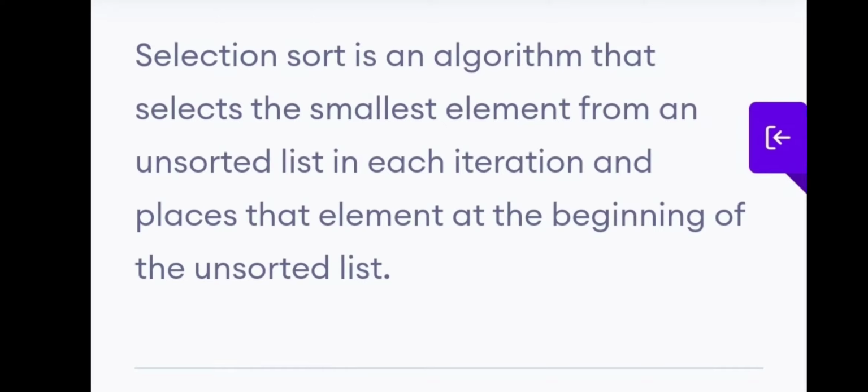If you can place the smallest element at the beginning of the array, then we say that we completed one iteration. For every iteration, the smallest element is placed at the beginning of the unsorted array. So after completion of all iterations, we get a sorted array.